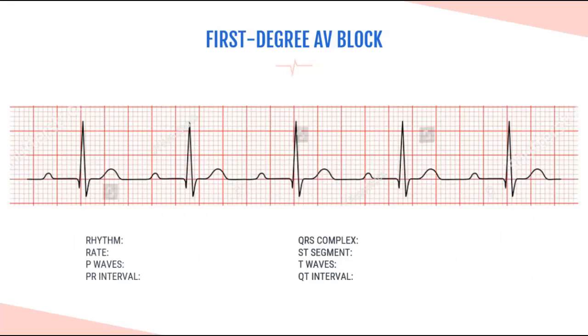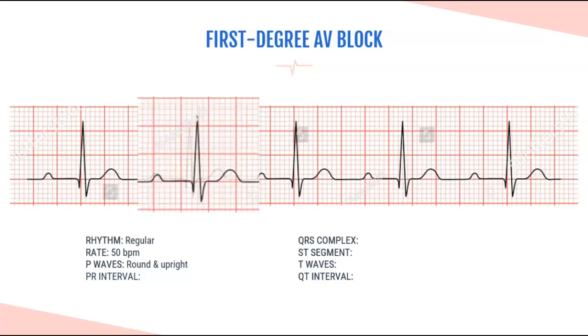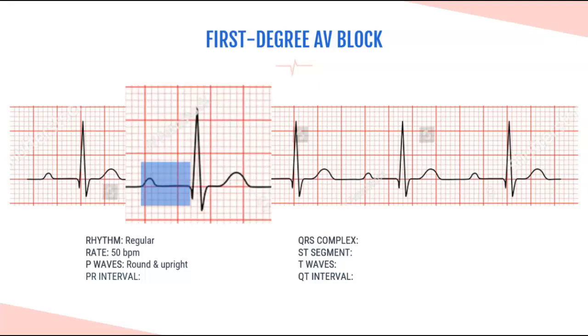We'll go ahead and interpret a strip for our first-degree AV block. We can see that the rhythm is regular. Our rate is 50 beats per minute. Our P waves are round and upright. Our PR interval, you can see it's longer. It is about 8 small squares. If you multiply that by 0.04, that gives you 0.32 seconds, which is a longer than normal PR interval.